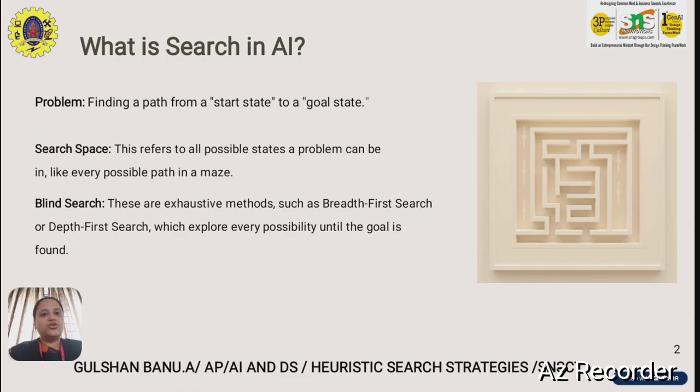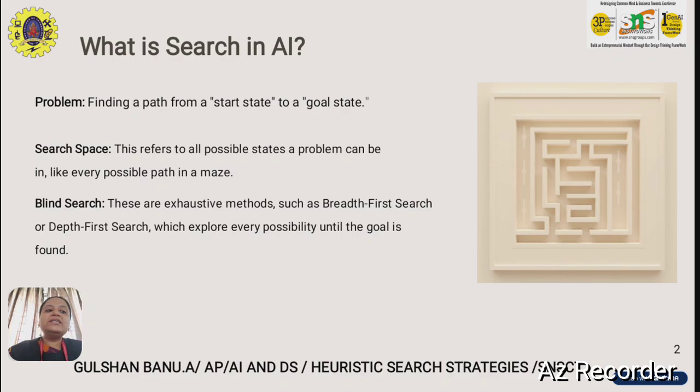Before getting into the topic, I would like to explain what search in AI is. Search is nothing but you have a problem, and you have to find a solution for that. The path that you take or the process that you do is called a search. In this there are three components involved: the problem, the search space and the blind search. Problem is nothing but finding a path from a starting state to the goal state. Search space is every possible direction that you take for reaching a goal.